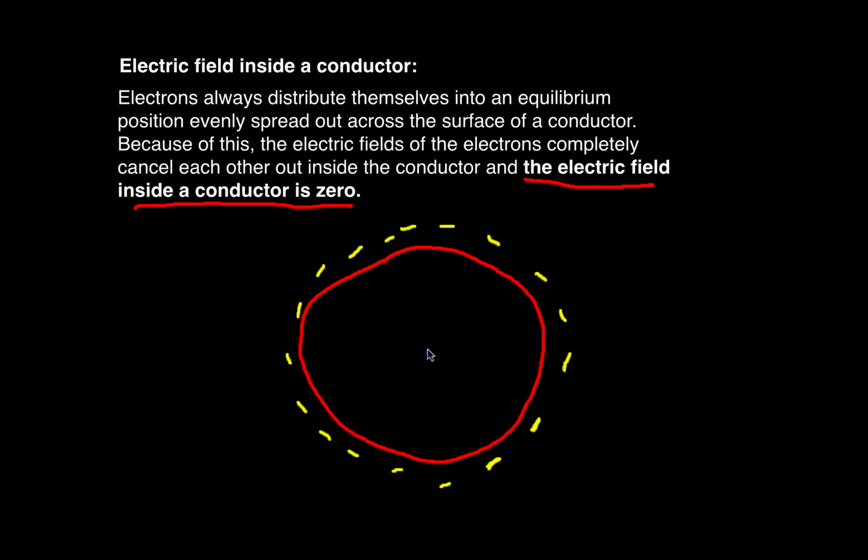Because of this, the electric field pointing towards one electron is completely canceled out by the electric field pointing towards another electron on the other side. And as a result, the electric field completely cancels itself out in all directions. So the electric field inside a conductor is zero. There's no electric field inside a conductor, no matter what.